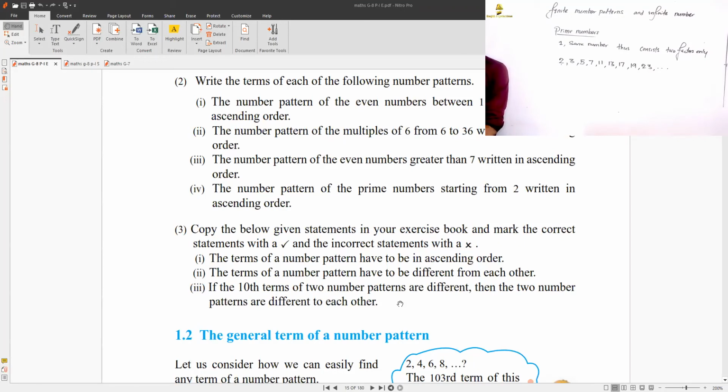I want you to write this sentence. The terms of a number pattern have to be in ascending order. What do you think? Wrong. Yes, it does not always have to be like that.